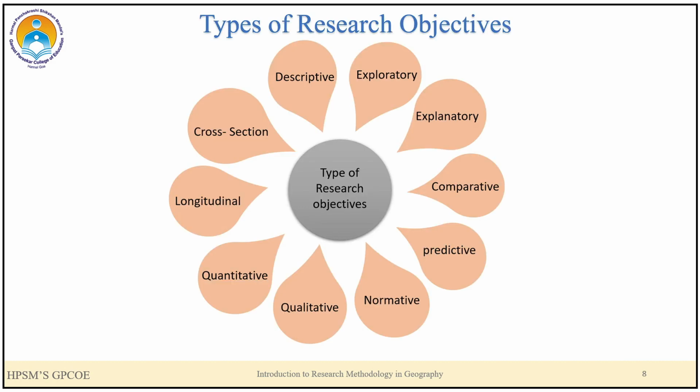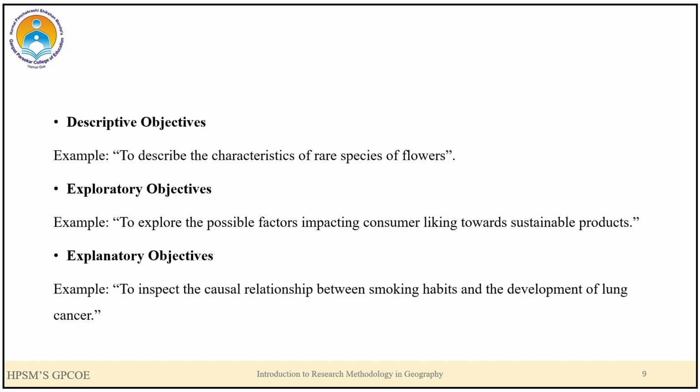Now let's see the types of research objectives. There are various types of research objectives. For example, exploratory, explanatory, comparative, predictive, normative, qualitative, quantitative, longitudinal, cross-sectional and descriptive. Now let's see one by one. Descriptive type of objectives. These objectives aim to provide a detailed and accurate description of a phenomenon, event or subject. They focus on answering questions about what, who, where and when. For example, to describe the characteristics of a rare species of flower.